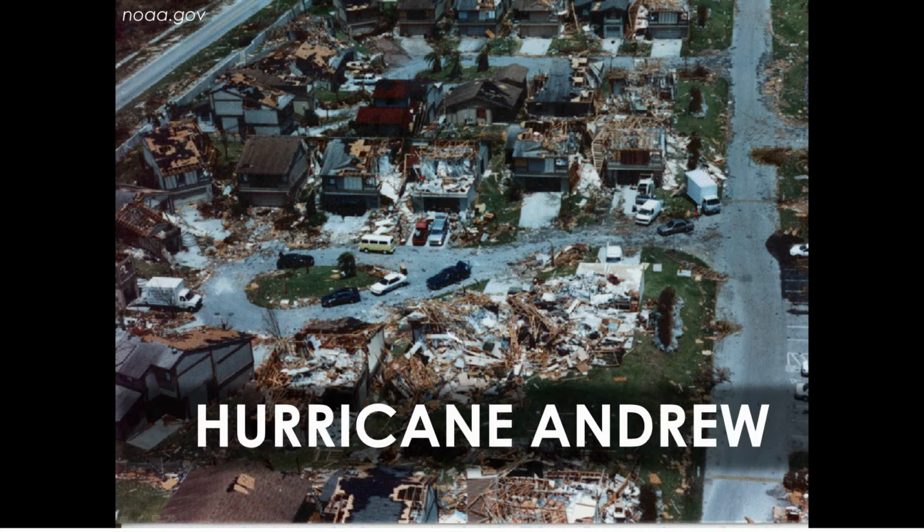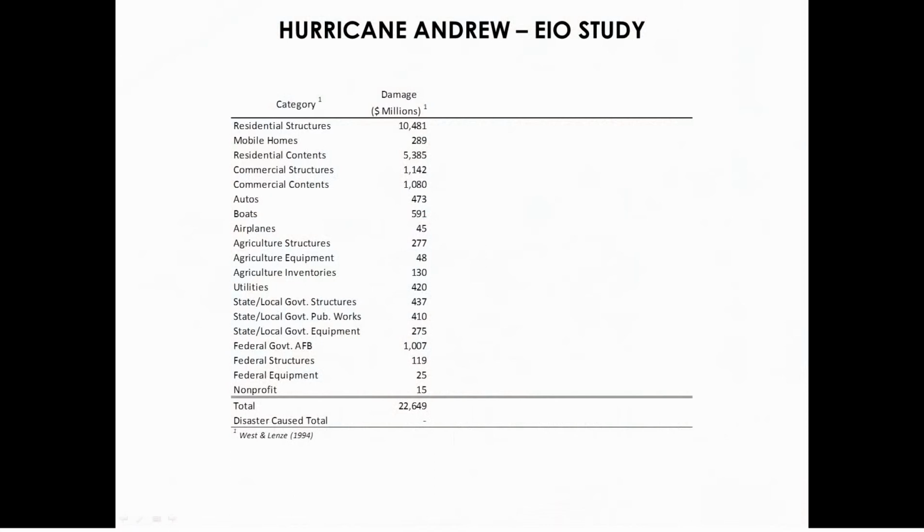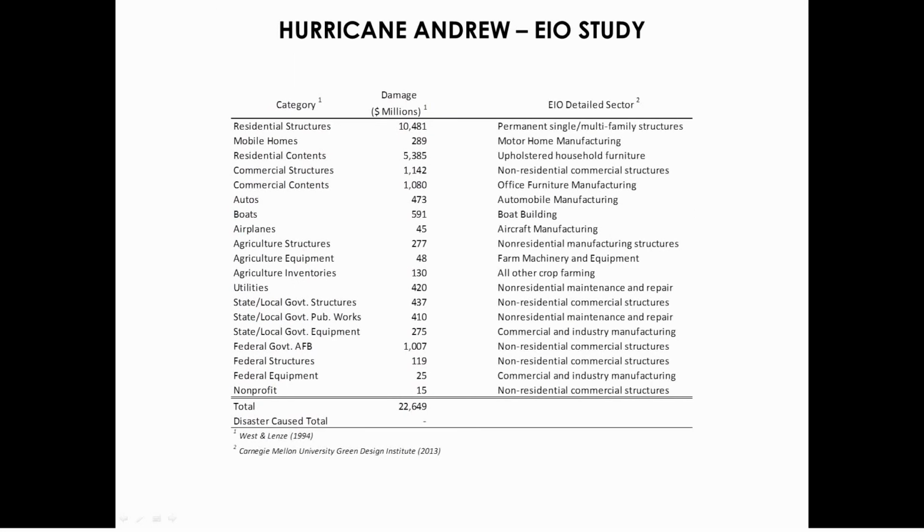Andrew was studied because I had damage data in both dollars and damage counts, values I would need in order to complete EIO and process-based studies. I'll start first with the EIO LCA. Hurricane Andrew resulted in over $22 billion in losses, with residential structure damage representing half the total. The dataset had losses broken into 19 categories that were matched with an available EIO sector.